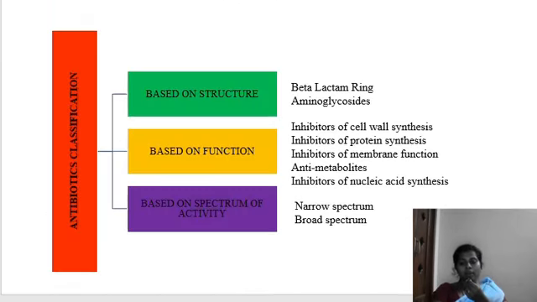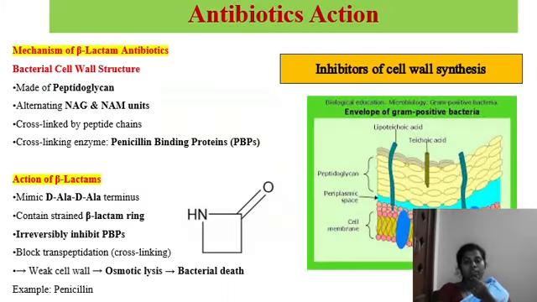And these antibiotics are classified based on three categories. One is based on structure, based on function, and another one is based on spectrum of activity. So first we see about the based on function category. In the first case, it is the inhibition of bacterial cell wall synthesis.